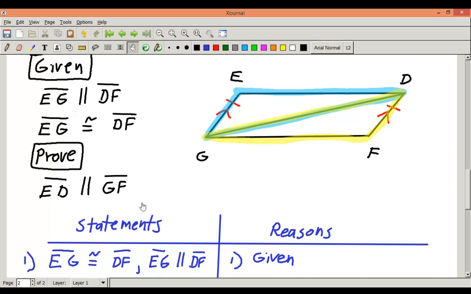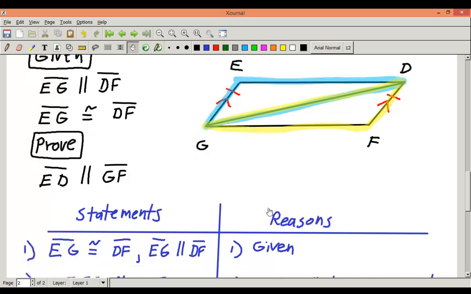All right, so we know in a proof, normally the given is just recopied as a first statement. So we got segment EG, which I have marked here, congruent to segment DF. Those are marked off with the single marks. And we also have given that those same two segments, segment EG is parallel to segment DF. You see those marked off with the two arrowheads. So we write across from that given.